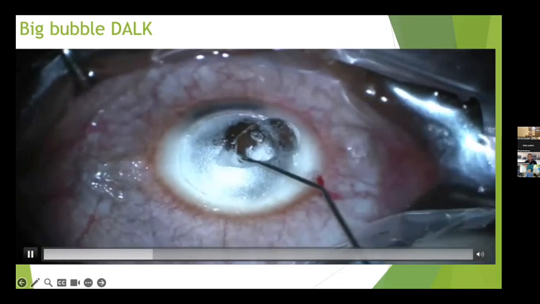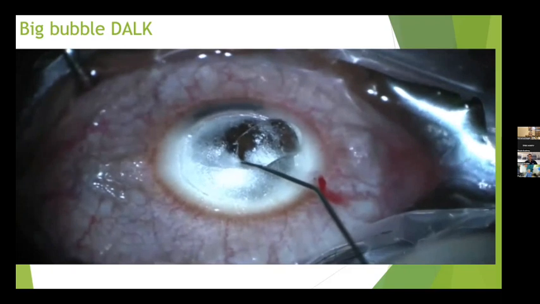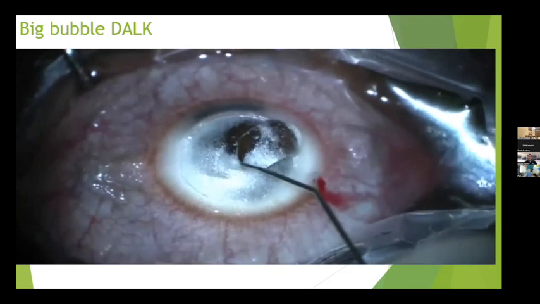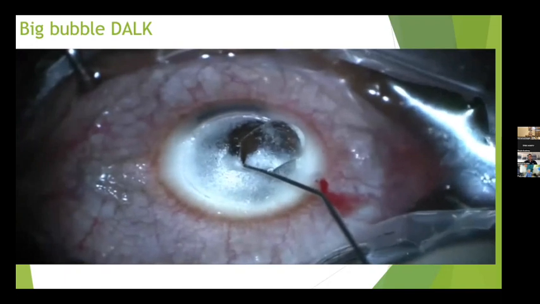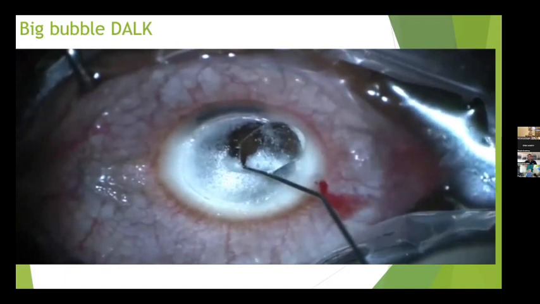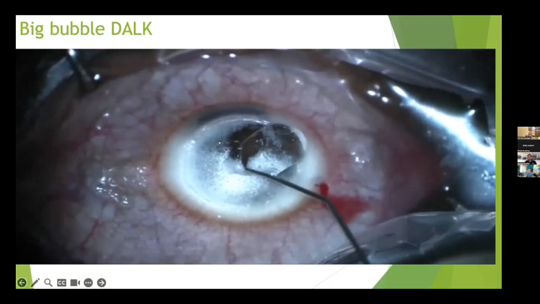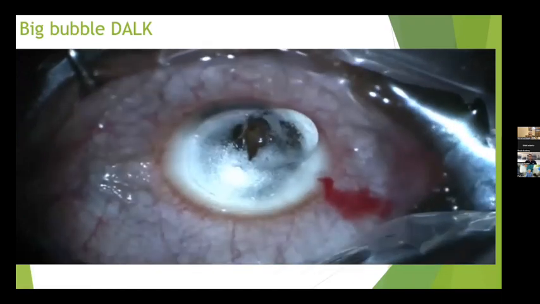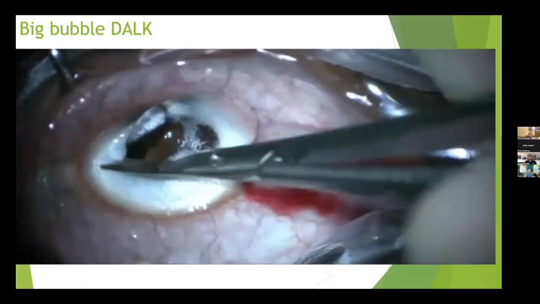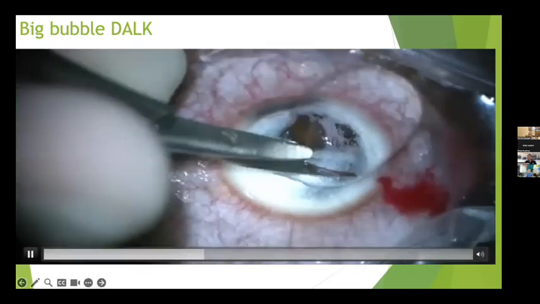So you will see the wave of viscoelastic filling this potential space, expanding now inferiorly, in slow motion, and then now expanding nasally. And now I'm quite reassured that I filled this potential space with viscoelastic. Now using that scissors to debulk the stroma in a divide and conquer fashion.